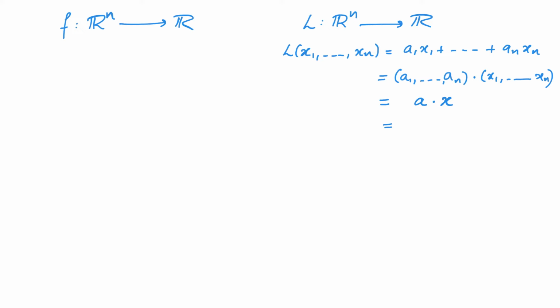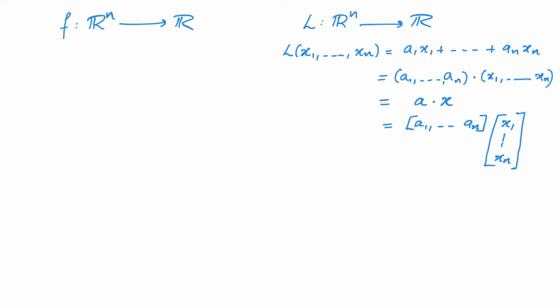Maybe you are more familiar with expressing linear maps using matrices, in which case you can write this as a1, a2, a3, etc. up to an multiplied with x1, x2, etc. up to xn. So these are all different ways of understanding linear maps from Rn to R.